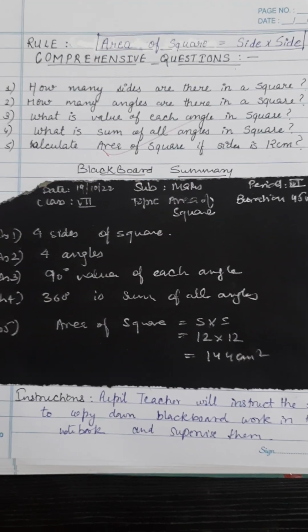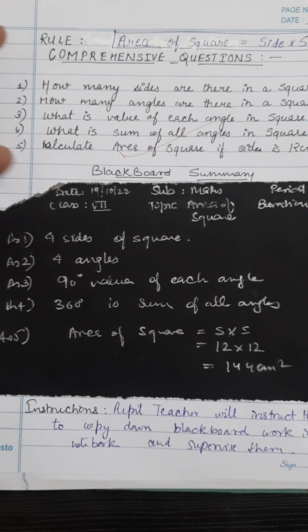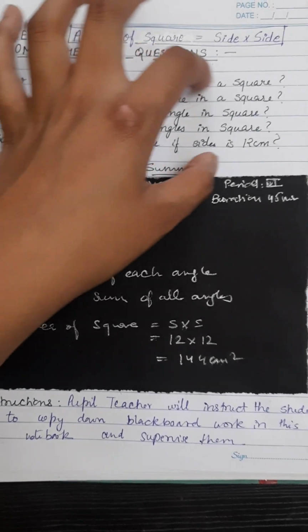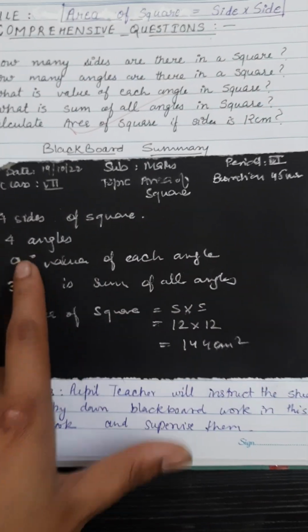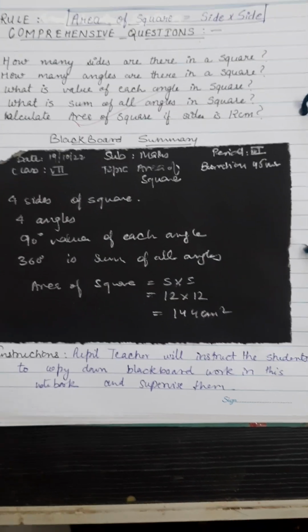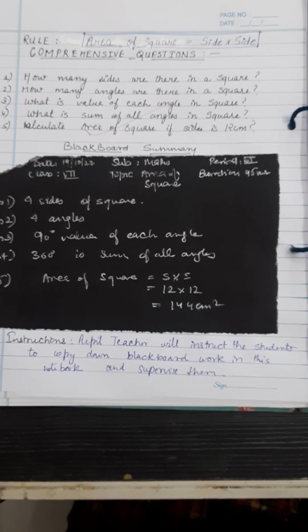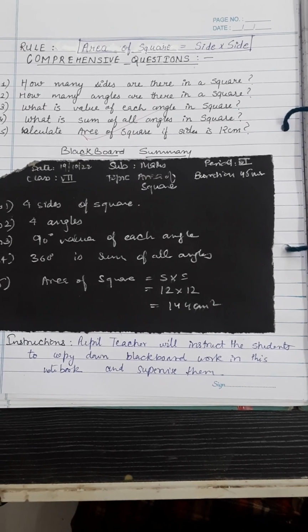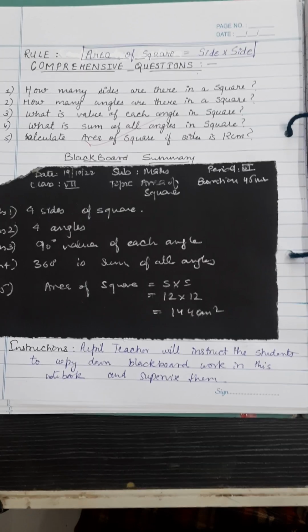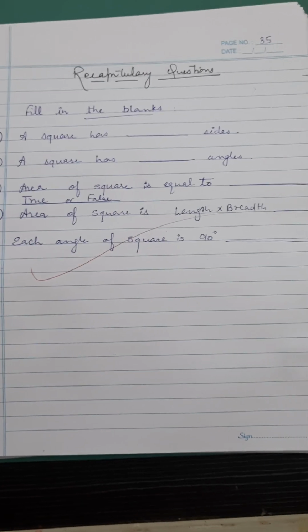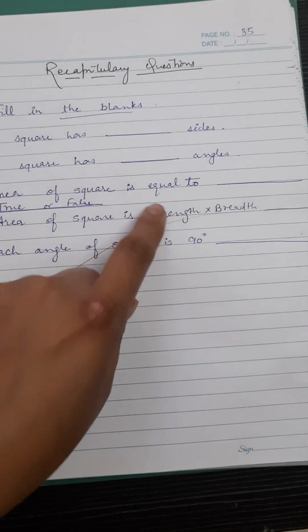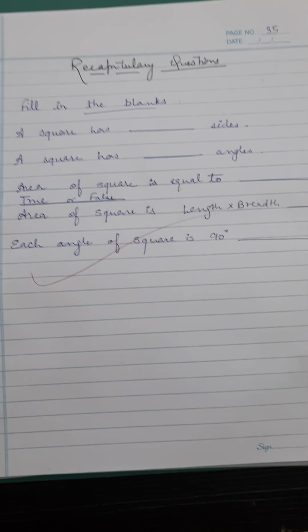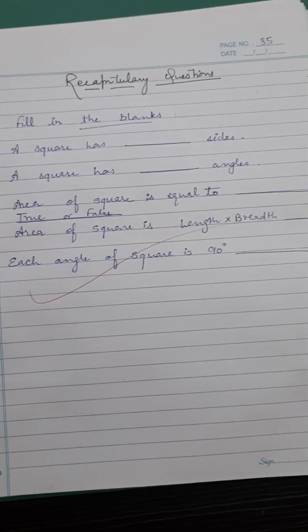Now we will write the comprehensive questions. These are the five comprehensive questions you will ask the students, and write their answers on the blackboard. After that the pupil teacher will instruct the students to copy down the blackboard work in their notebooks and supervise. After that, this is the recapitulatory question. You have to write it on a chart paper and ask the questions one by one from the students and call them to write their answers.